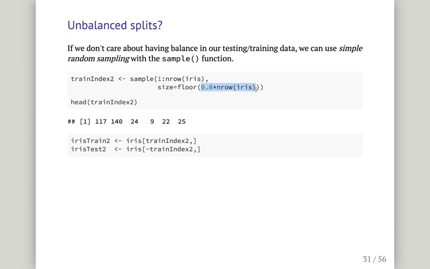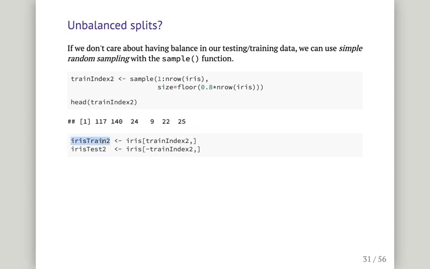Taking a floor says to drop that decimal and just take the integer part of the number. So we might do this if we have, say, non-integer values for this proportion times our training data. If we take a look at this second train index, this is the unbalanced training index. We're taking row 117, row 140, row 24, row 9. Since we're doing simple random sampling, these indices are going to be out of order, and that's okay.